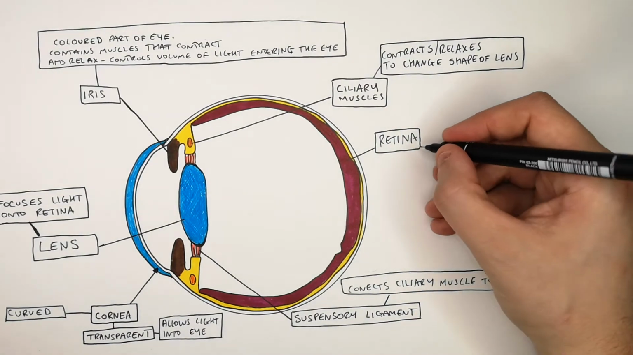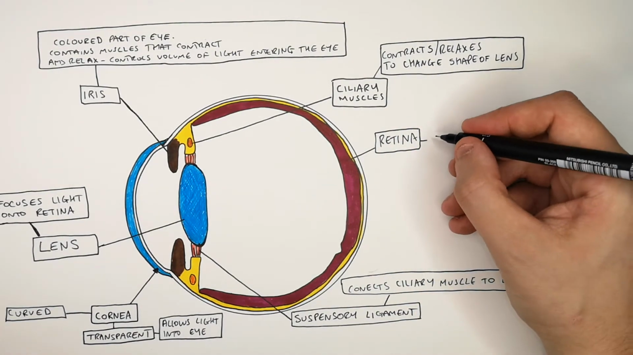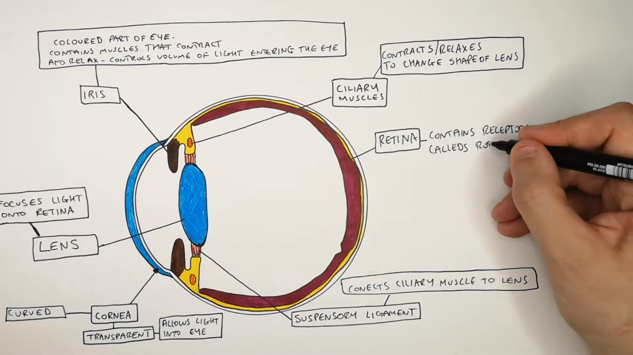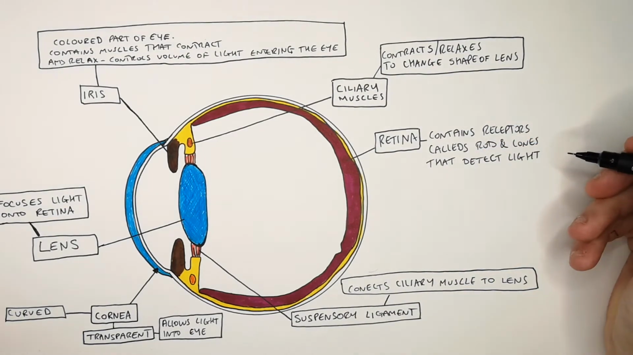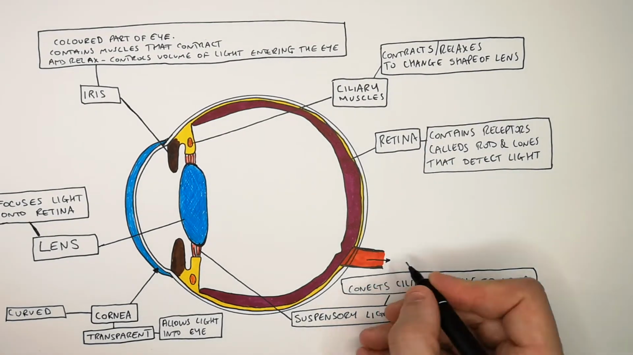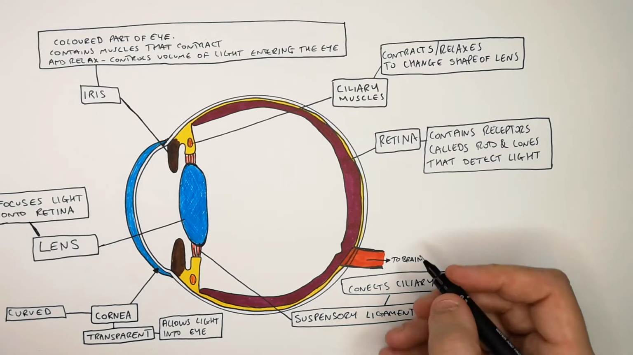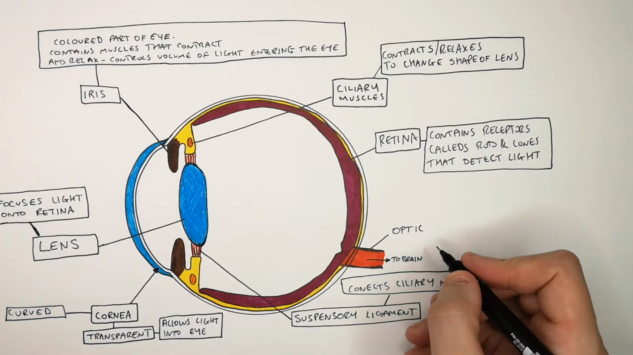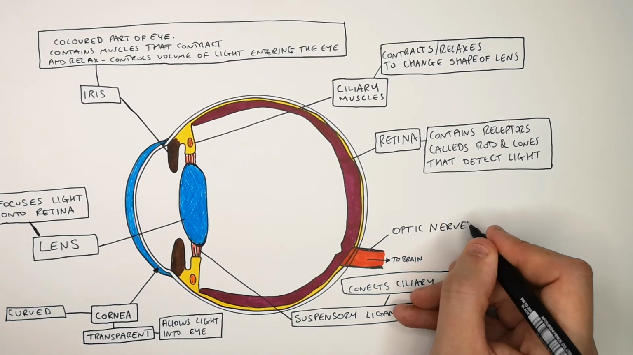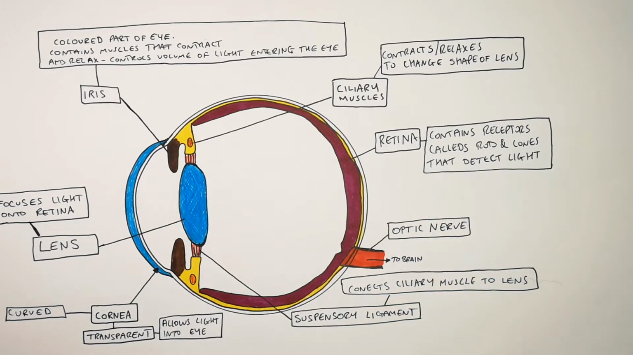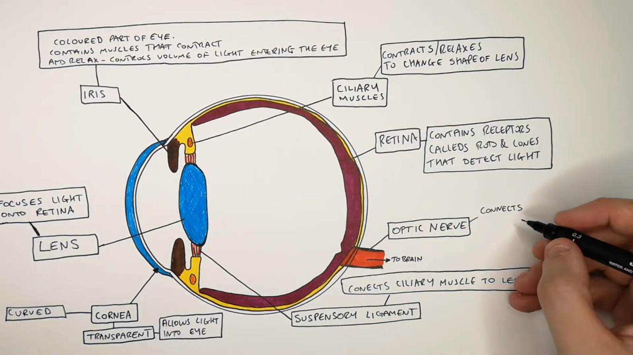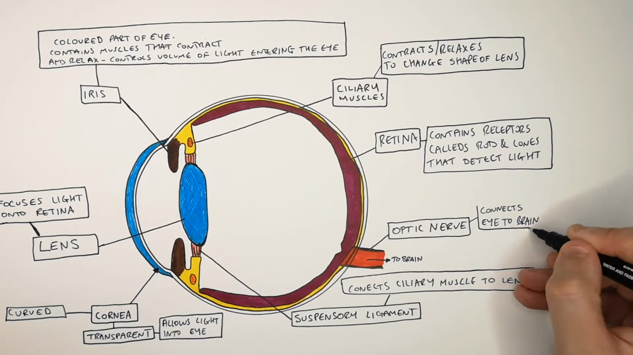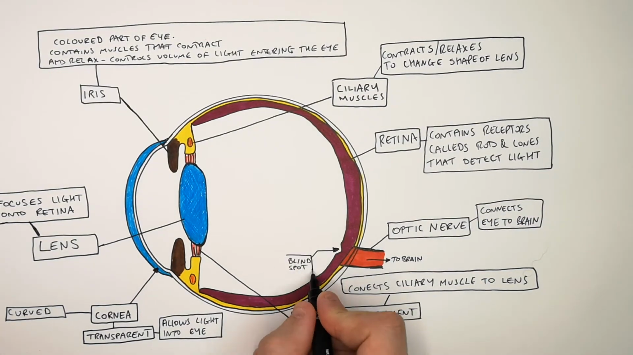The retina detects light. The retina contains receptors called rods and cones that detect light. The optic nerve is at the back of the eye, and it takes the electrical impulses generated in the receptors to the brain, so the brain can process the images that you see. So remember, the optic nerve connects the eye to the brain, and this is your blind spot.